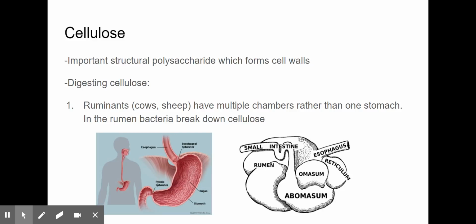We're going to talk about cows and sheep, but we'll talk about why rabbits actually eat their own poop. It has to do with cellulose.